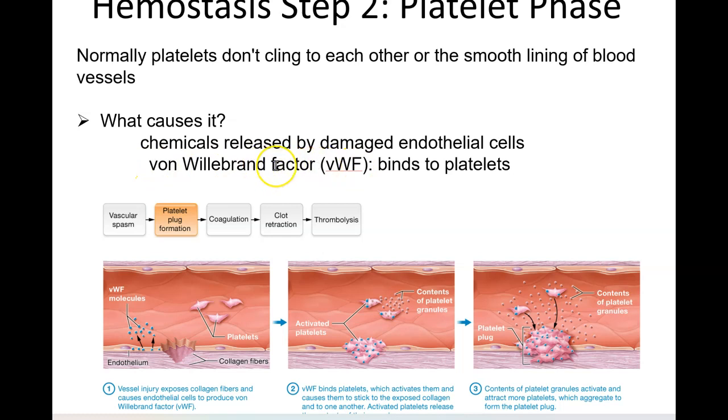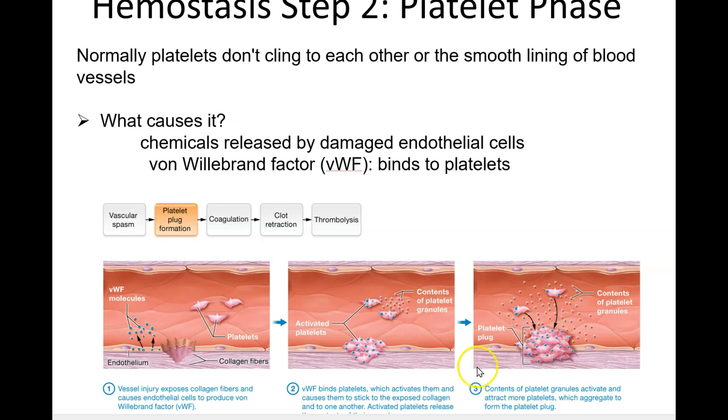When you hear factor, that means protein. It actually is going to be released. These little blue dots here represent it, and it's going to bind to the platelets. So that's the first step here. When it binds to the platelets, it's going to activate them. So the platelet phase is going to be caused by the von Willebrand factor. It's going to bind to the platelets and it's going to activate them.